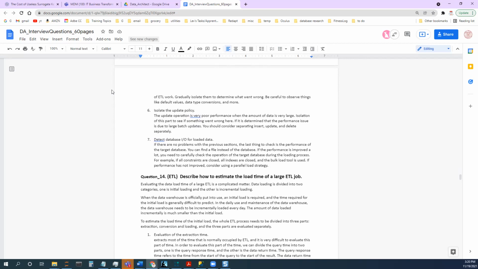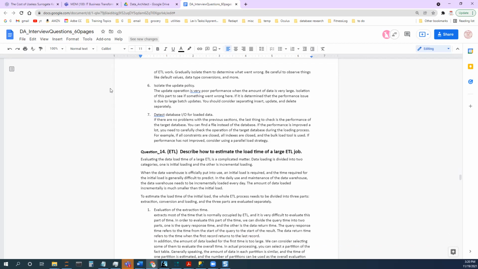Isolate the update policy. The update operation has very poor performance when the amount of data is very large. Isolate this part to see if something went wrong here. If it is determined that the performance issue is due to large batch updates, you should consider separating insert, update, and delete operations.